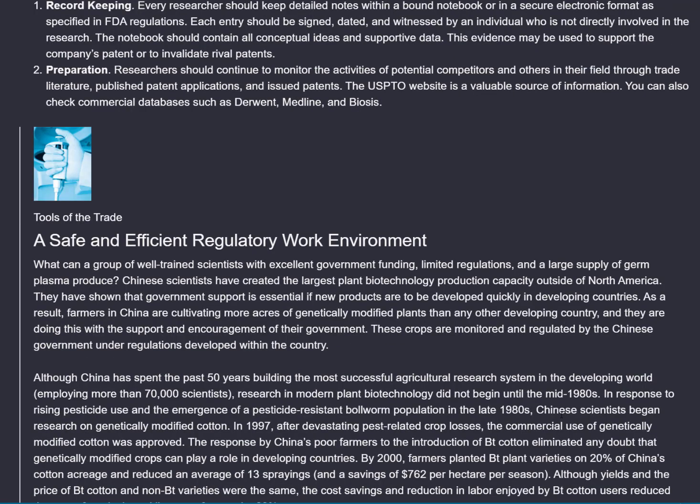Record keeping. Every researcher should keep detailed notes within a bound notebook or in a secure electronic format as specified in FDA regulations. Each entry should be signed, dated, and witnessed by an individual who is not directly involved in the research. The notebook should contain all conceptual ideas and supportive data. This evidence may be used to support the company's patent or to invalidate rival patents.